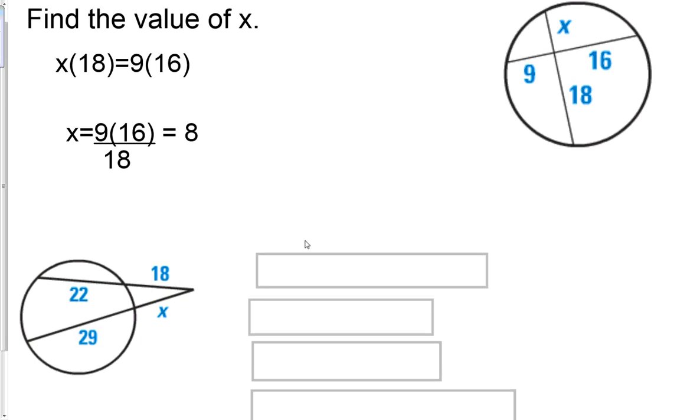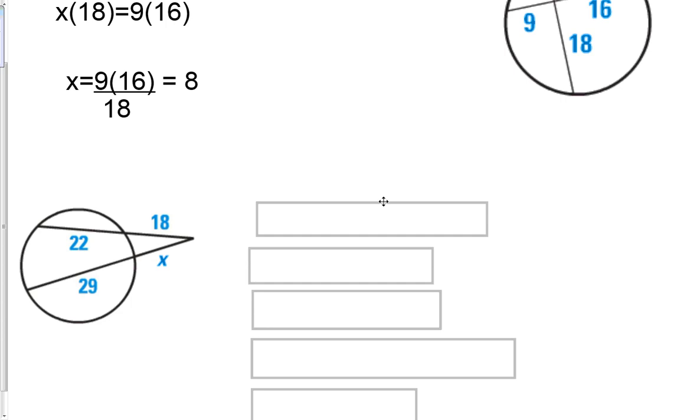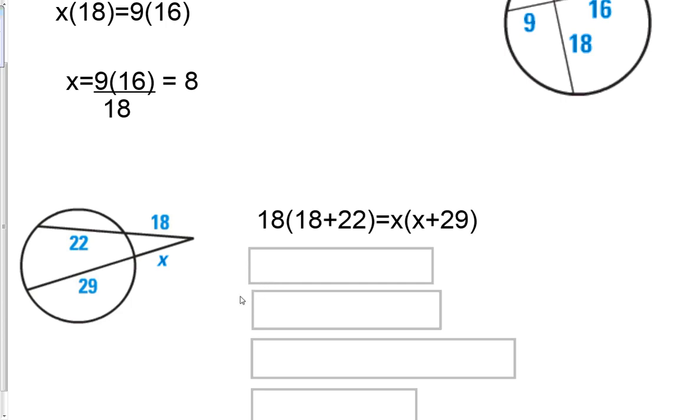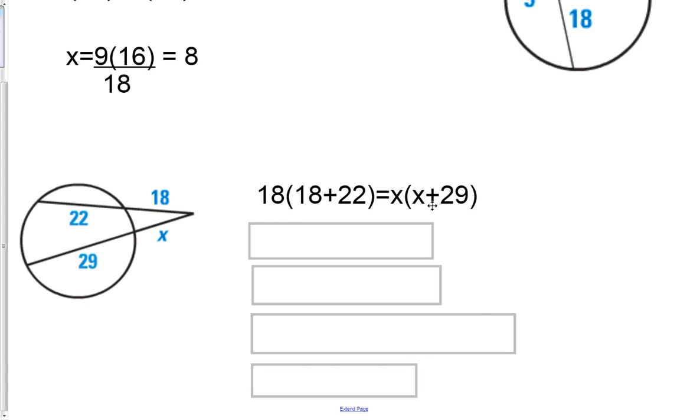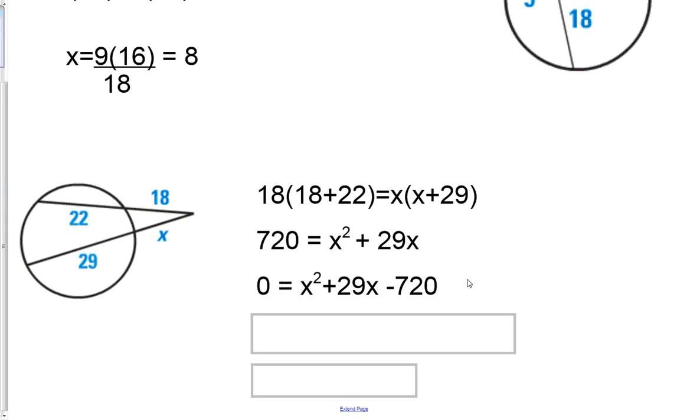Either one works. Down here, 18 times 18 plus 12 equals x times x plus 29. And this is another factoring one, right? I only see one set of x, and it's going to give us x squared. So in simplifying, this was 40. 18 times 4 is 72 with a 0 equals x squared plus 29x, distributing. And so we're going to bring the 720 over by subtraction. And now numbers that multiply to equal negative 720 and add to equal 29. A little bit harder. The numbers are actually 45 and minus 16.